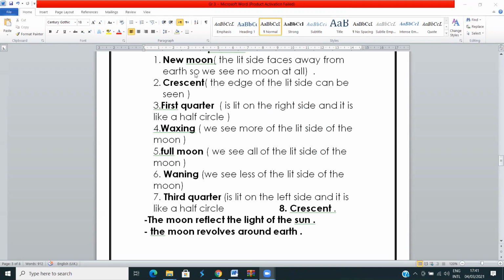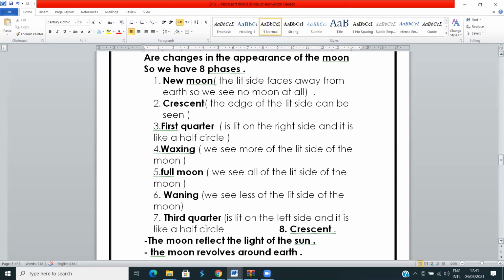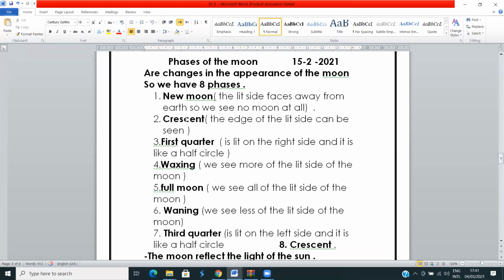We said new moon: the left side faces away from Earth, so we see no moon at all. These are the phases of the moon, meaning the changes in the appearance or shape of the moon. We have new moon, crescent, first quarter, waxing, full moon, and so on.